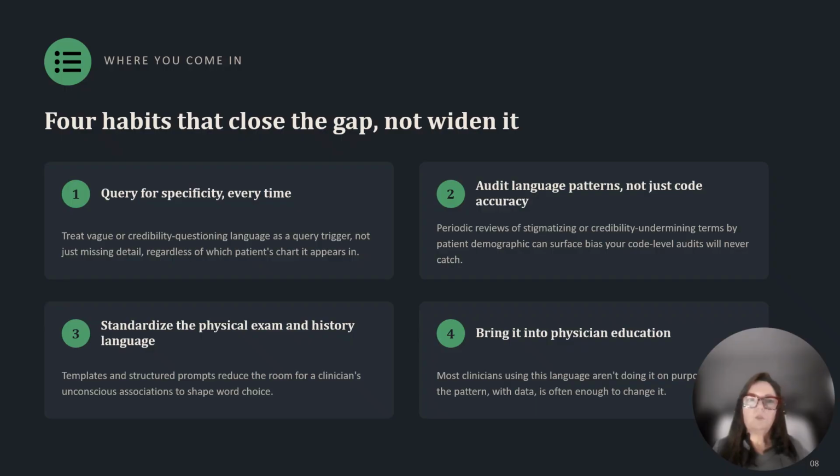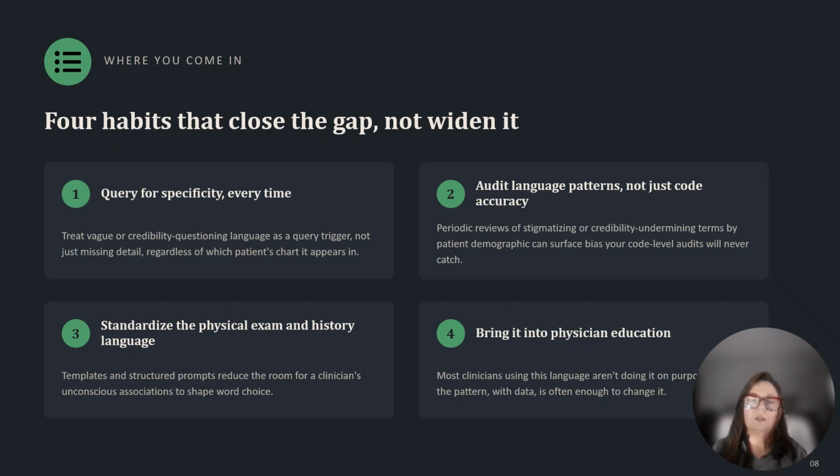So where do we come in as CDI and coding professionals? So I'd encourage some habits to build. The first one would be query for specificity every single time and treat vague or credibility-questioning language as a query trigger regardless of whose chart it's in. Okay.